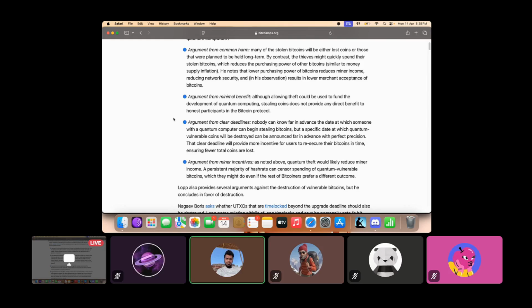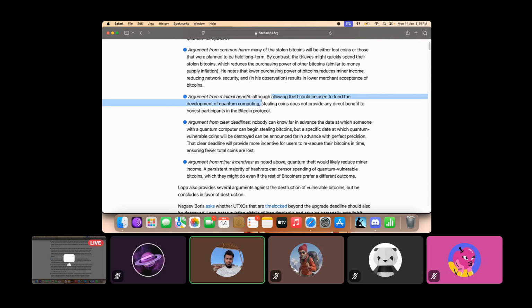Let's see. The third one. Argument from minimal benefit: although allowing theft could be used to fund the development of quantum computing, stealing coins does not provide any direct benefit to honest participants in the Bitcoin protocol. In fact, I don't even agree that allowing theft could be used to fund the development of quantum computing. Why would somebody steal other people's coins and use them for quantum computing?